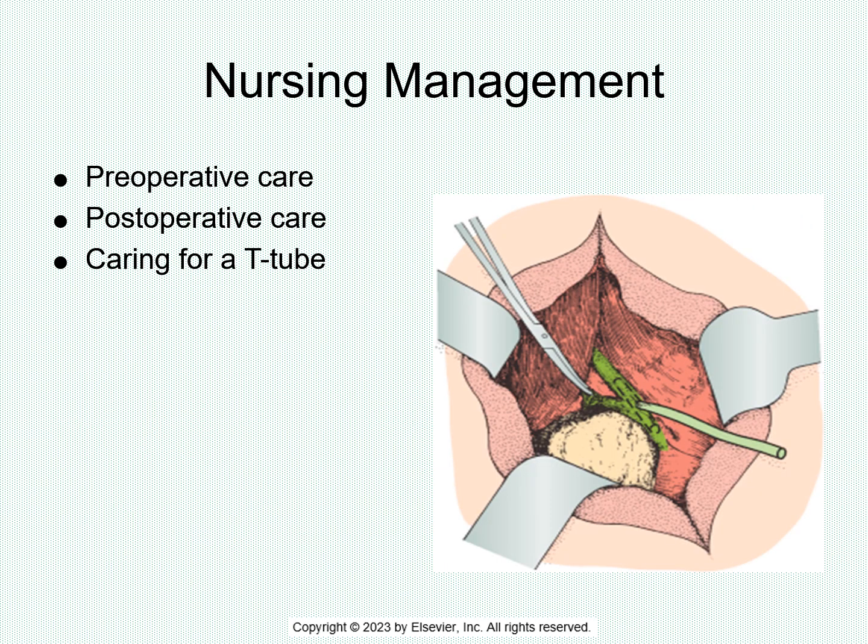One drain that might be inserted is a small T-shaped tube known as a T-tube, placed directly into the common bile duct during an open cholecystectomy. This tube must be patent at all times and connected to a small drainage bag, known as a bile bag.